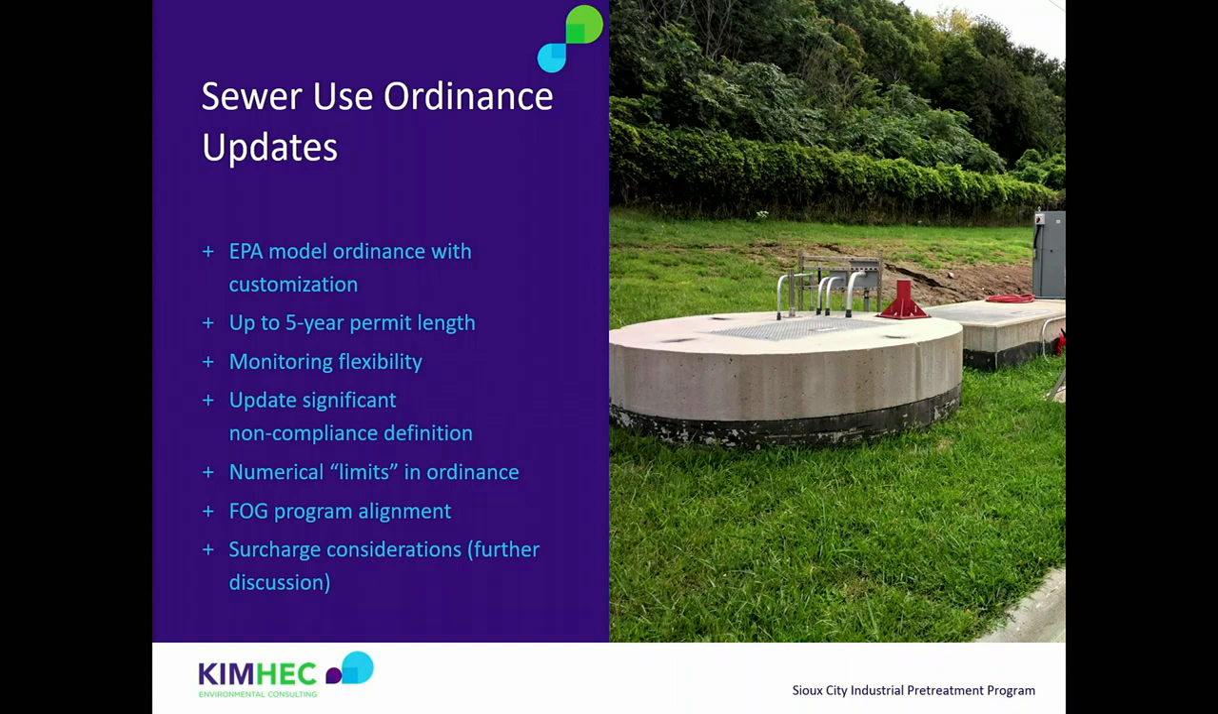So just to quickly summarize, I don't want to spend a lot of time on this. We've been through it, but right now Sioux City issues permits to industries for 3 years. This will let them go up to 5 years. Right now we specify based on flow what you have to monitor for and the frequency. The code updates will allow you to identify pollutants of concern for each industry and modify that monitoring frequency based on the fluctuation that we've seen in that industry.